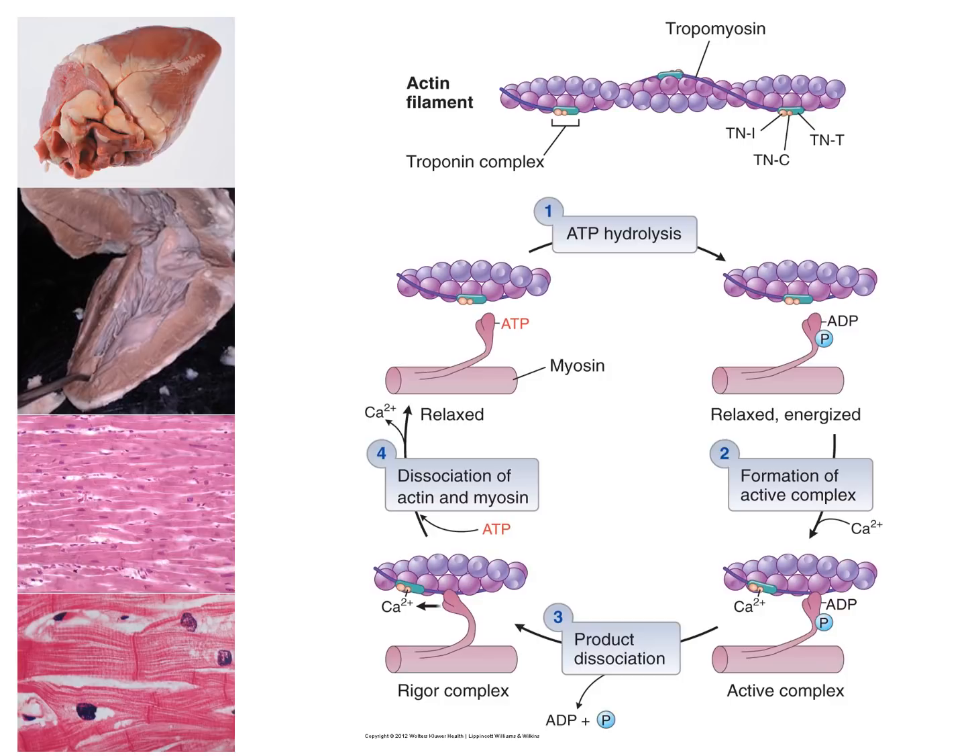So maybe the most important parts of this slide here is to understand where troponin is, because we're going to use troponin levels in diagnosing MI, myocardial infarction, and understand the role of calcium and ATP in order to get healthy contractions of the heart.